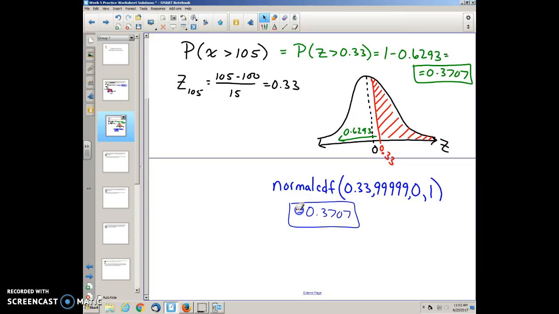So in future examples, I'll indicate the numbers that you get off of the z-score table. I won't show the exact looking up the numbers on the table, but I will indicate those values. But then I'll also show you how to do this on the graphing calculator.